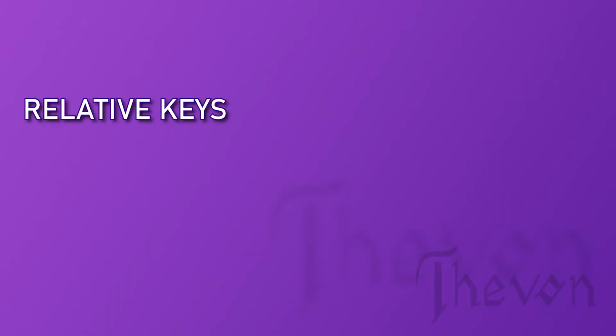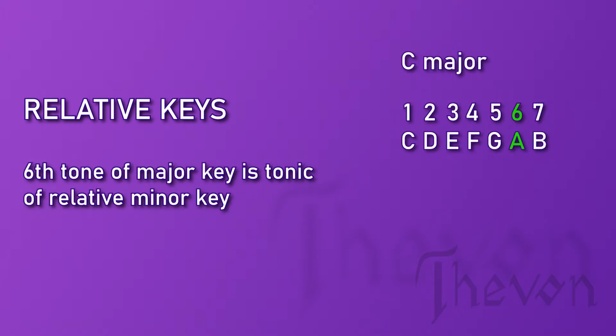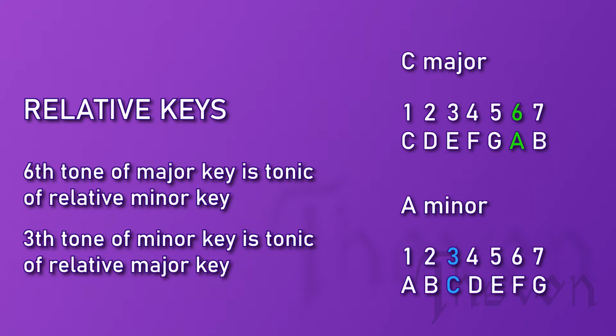and that's no coincidence. For every major key there's a relative minor key. To know the relative minor key of a major key, we should look at the sixth tone. The sixth tone of the major key is the tonic of our relative minor key. And the other way around, if we have a minor key and want to know the relative major key, we should look at the third tone, which is the tonic of the relative major key.